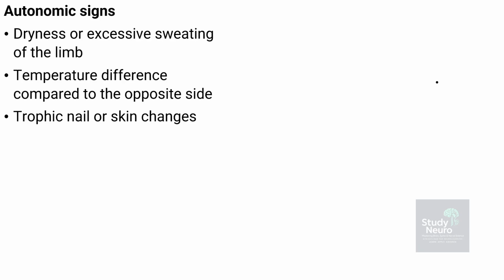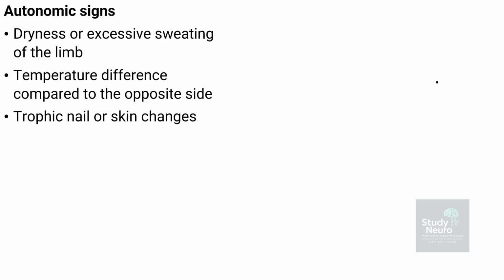When examining the autonomic function of a limb, subtle changes can be very telling. Look for variations in skin moisture. Some limbs may appear unusually dry, while others may sweat excessively. Temperature differences between the affected limb and its opposite side can also signal autonomic involvement. Additionally, pay close attention to the nails and skin. Changes in their appearance, texture, or growth, often referred to as trophic changes, can provide important clues about underlying nerve or vascular issues.